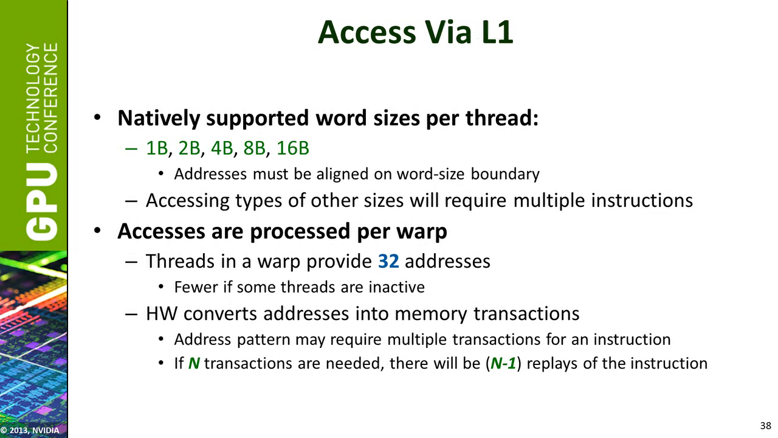Anyway, so access via L1. What's important to realize is that each thread in a warp will be providing an address to the hardware. In addition to the address, a thread will also provide the word size that it's trying to read. The native sizes are 1 byte, 2 bytes, all the way through 16 bytes, powers of 2. If you are accessing a word of any different size, and we'll go through an example, it's going to get broken down into several assembly instructions to access memory, and those instructions will be of one of these native sizes. So that's something to keep in mind.